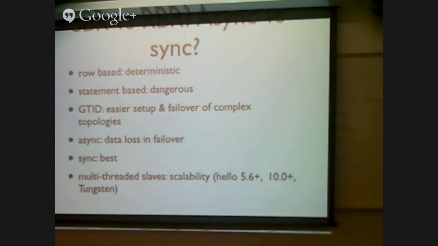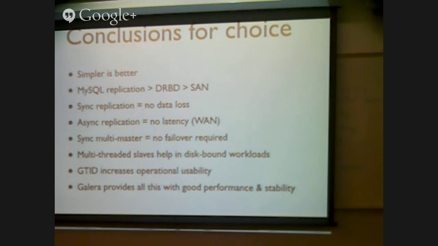So this is a quick summary of your choices overall, which you can read in your own time. And the conclusion for choice is generally simpler is better. MySQL replication today is preferred over using something like DRBD, which was probably a good solution when MySQL was still at the 5.1 days or 5.0 days. And it's obviously preferred to not using the SAN. And the choice of sync or async replication is entirely up to you and what your application can tolerate. I'd say GTID is quite good, so 5.6 or 10.0 are good things to be using. And Galera overall, wonderful stuff.